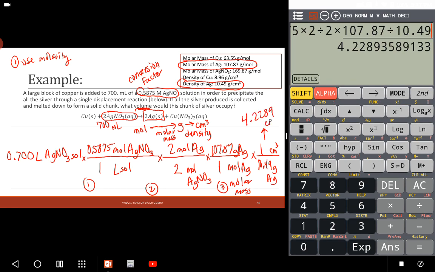4.2289 centimeters cubed. And I need 1, 2, 3 sig figs, because 3 is less than 4. And so that's going to be 4.23 centimeters cubed. So our chunk of silver metal that we would precipitate would have a volume of 4.23 centimeters cubed.